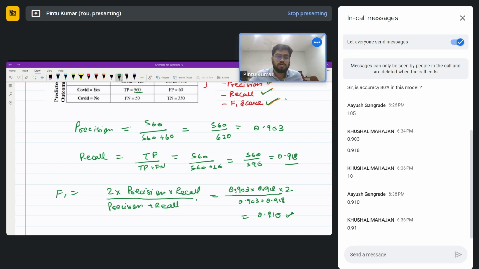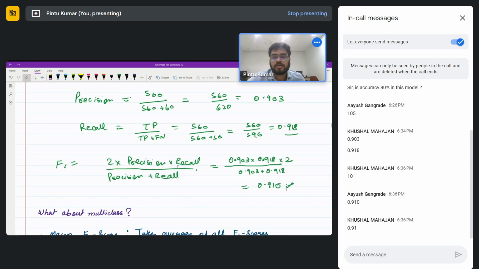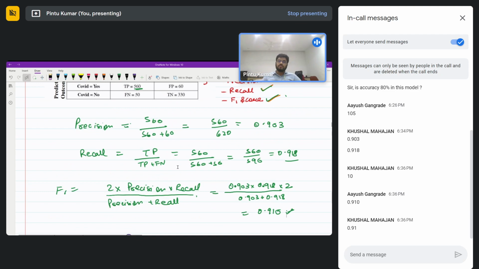Okay. So this is how you calculate your F1 score, precision and recall. So if you have a question in the assignment, you can tackle it the same way, right?